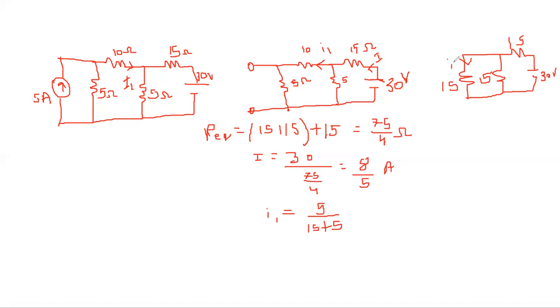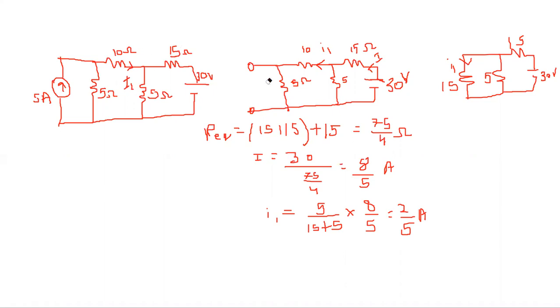So if you want to find this I1, by the current division rule it is given as 5 divided by 15 plus 5, into the total current. What is the total current? 8 by 5. So you get 2 by 5 ampere. Now this 2 by 5 ampere is flowing opposite to IL. So we will just remember this I1 is in opposite direction to this IL.